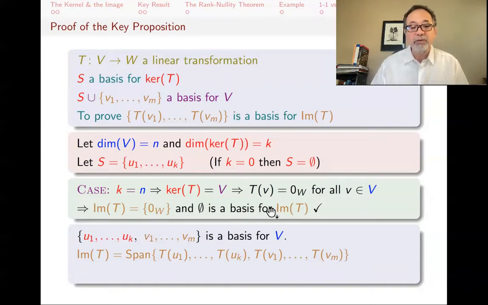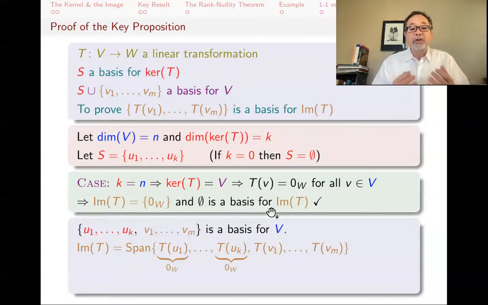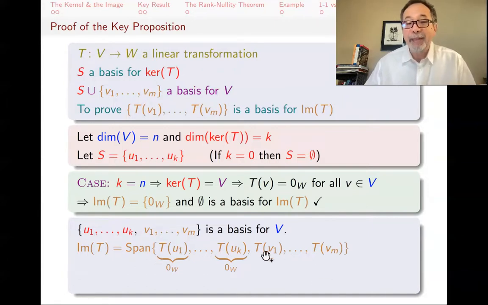But T of U1, T of U2, T of Uk, what are those? Well, those are 0. Why is that 0? Because they're in the kernel. So what does that say? Do they help in terms of spanning the image? No, they don't. They're just the 0 vector. So you throw those out and you're left with T of V1 through T of Vm. So you now know that the image is spanned by these.